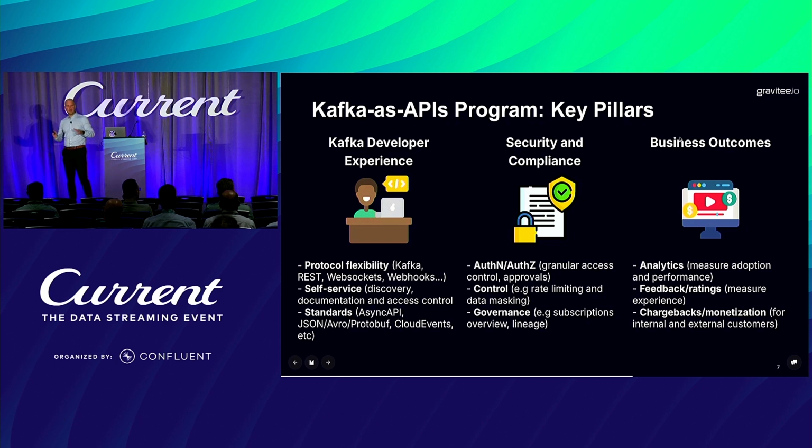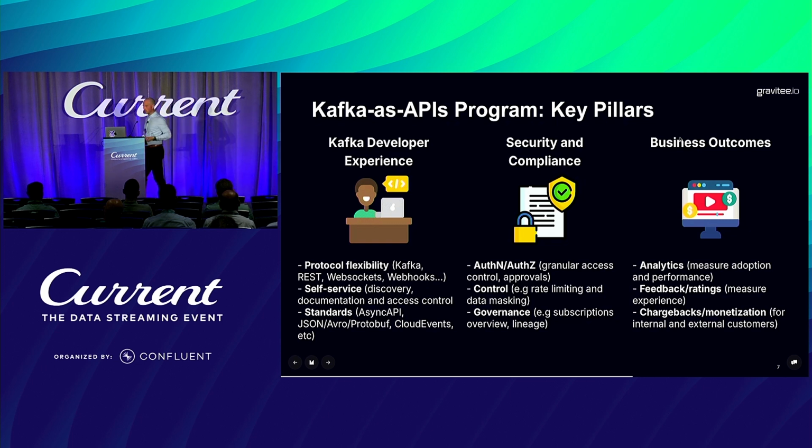But Kafka as an APIs program, the most important thing is that you are able to recognize some business outcome. Whether that is building a better customer experience where they can get access to real-time data for you to provide new services and new revenue streams for end customers or partners to build new applications and capabilities.